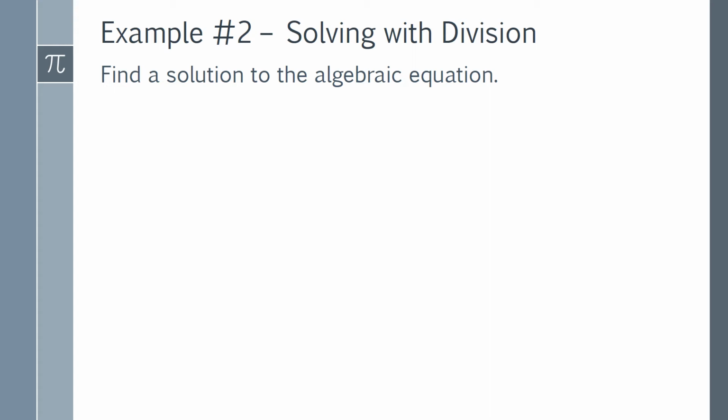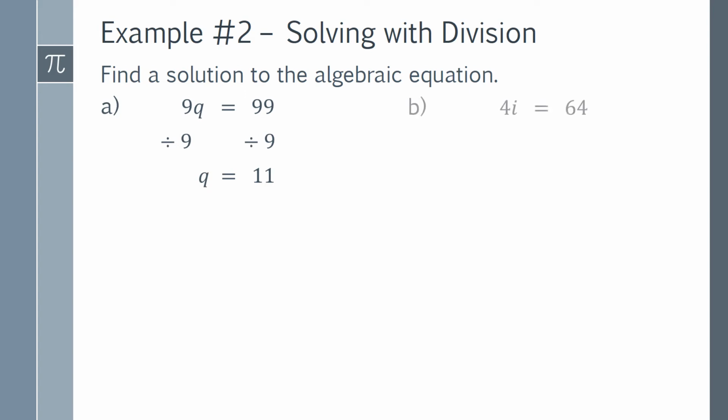Example number 2. Find a solution to the algebraic equation. Part A. 9q equals 99. Remember that we want to get q by itself, so to get rid of the coefficient 9, we can divide both sides by 9. This leaves us with q equals 11 as our solution.